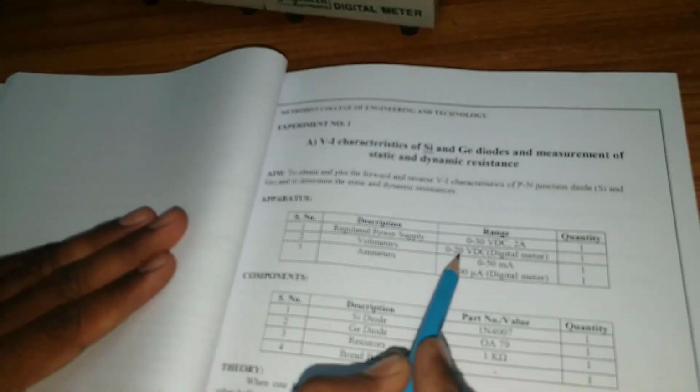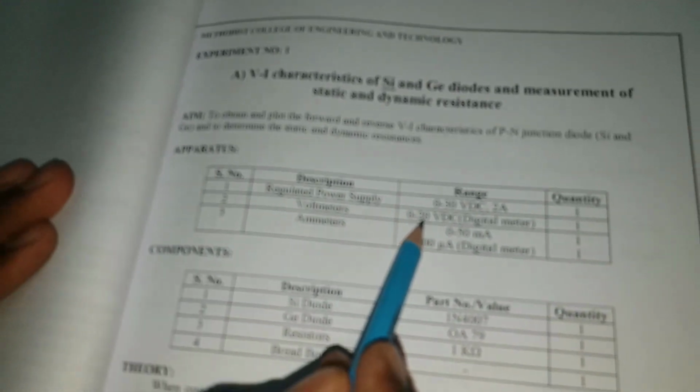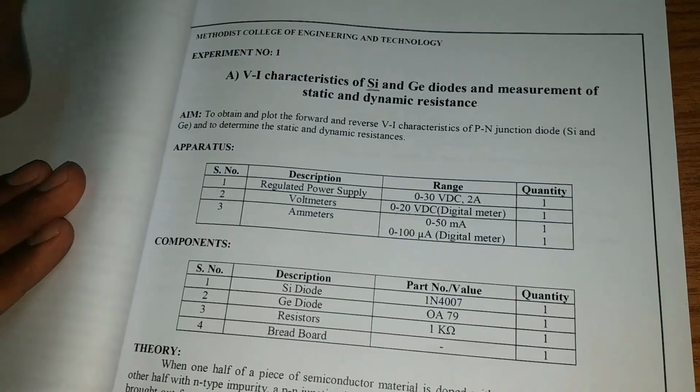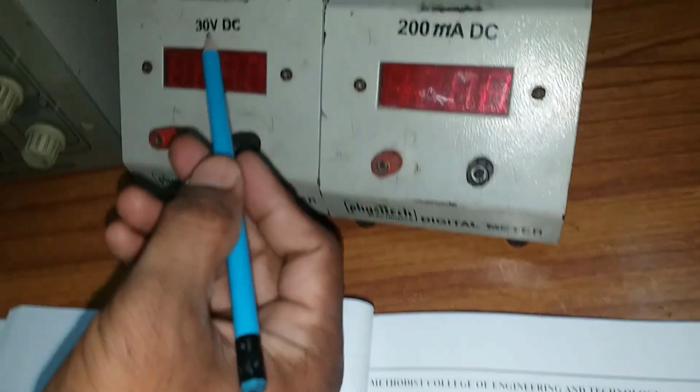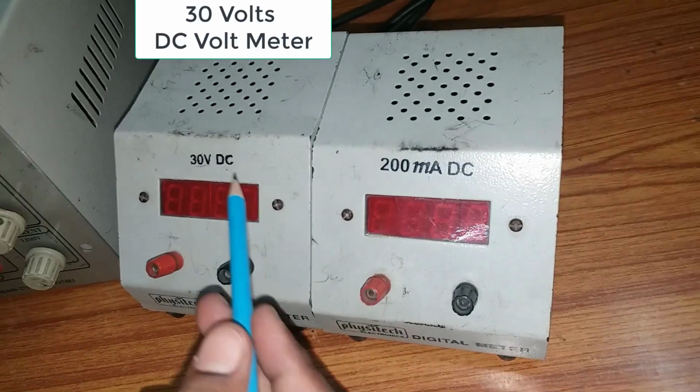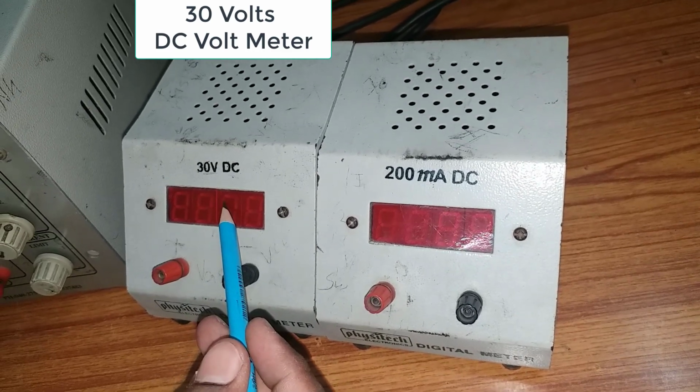Then next we require the voltmeter. The range of the voltmeter should be 0 to 20 volts or 30 volts, so you can take any one. Here we are taking a 30 volts digital voltmeter.